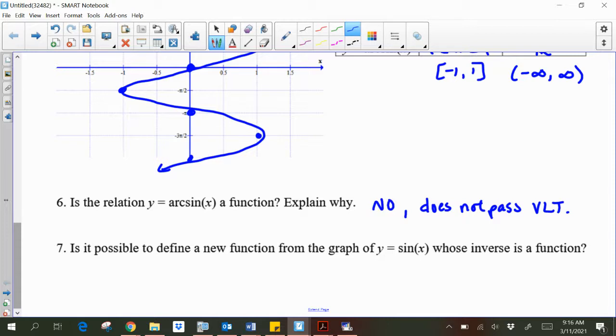But is it possible to define a new function from the graph of y equals sine of x whose inverse is a function? I wouldn't expect you to know, but the answer is yes. What you can do is restrict the domain of the original, and that way the inverse of that restricted domain graph would also be a function. We can talk about what that means on the next page.